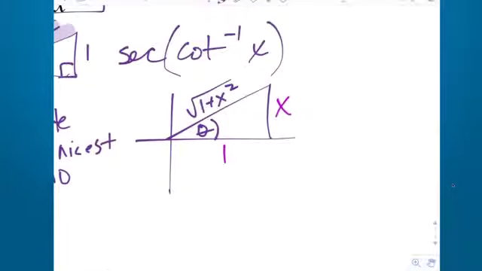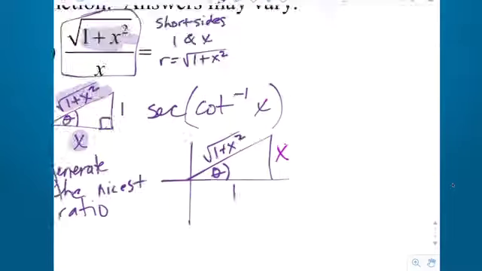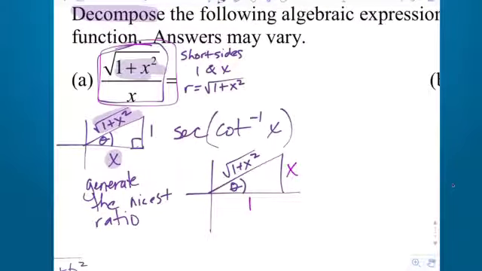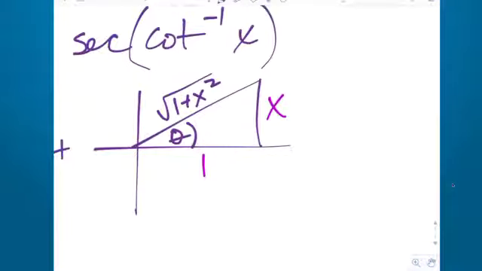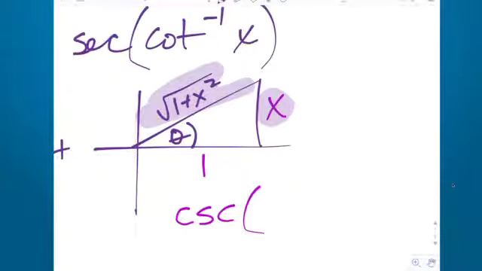Now, if I am decomposing it backwards, working from the outside in, again, I need to end up with the radical over x. The radical over x. If I diagram it this way, my radical is still r, but now my x is the vertical. Which trig function is that? Cosecant. So that'll be working from the outside in. The last thing I want to do is pull up the cosecant ratio.